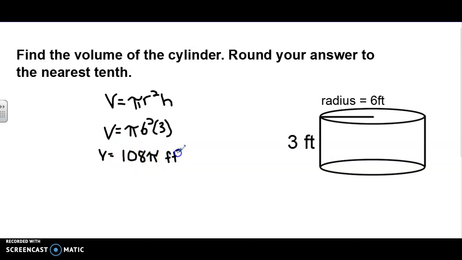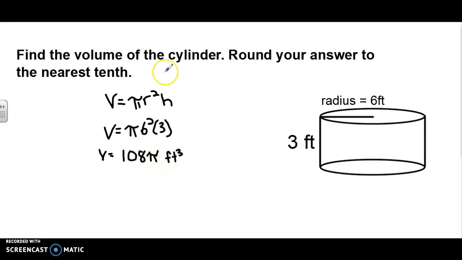Now for all volume measurements, you use cubed because it's a three-dimensional measurement. We're filling up the space of the cylinder. Volume measures the space inside of a three-dimensional object, so that's represented by cubed. If they ask you to write your answer in terms of pi, you would write 108 pi feet cubed.